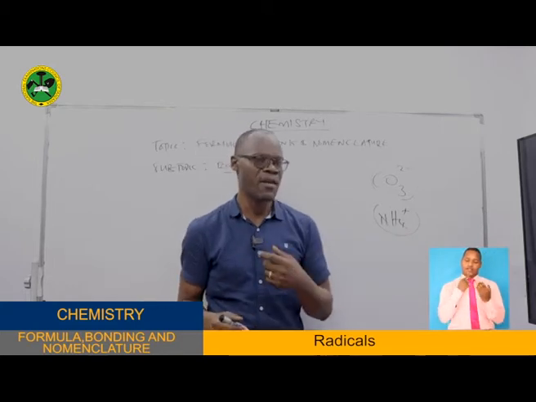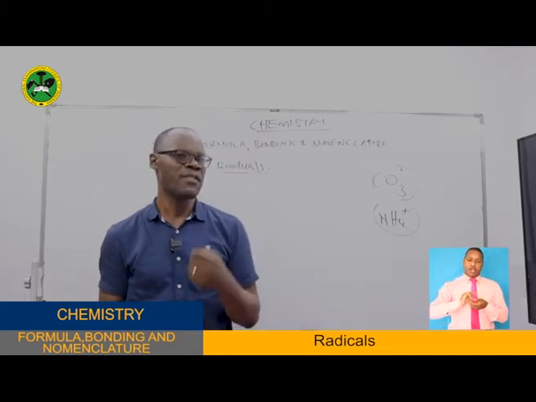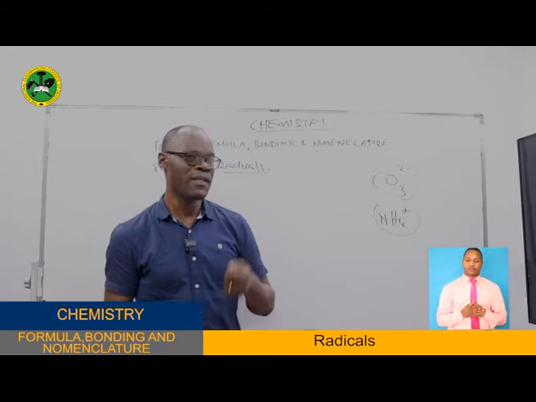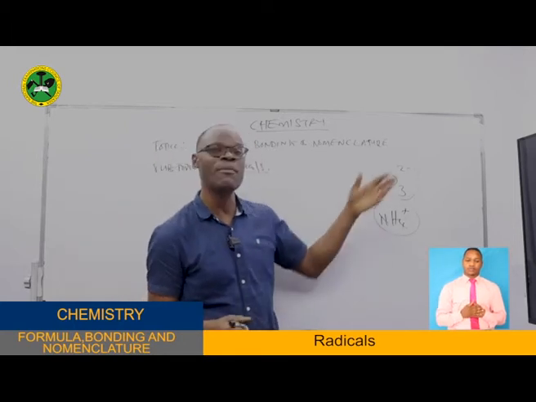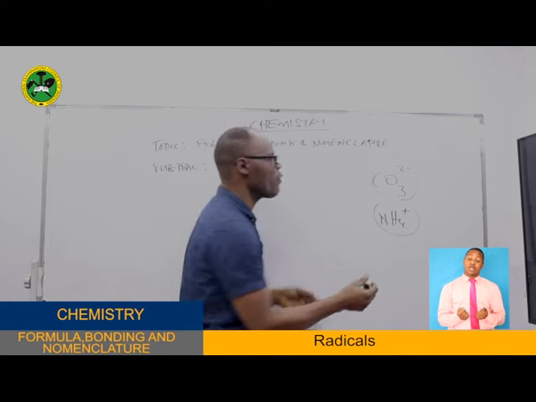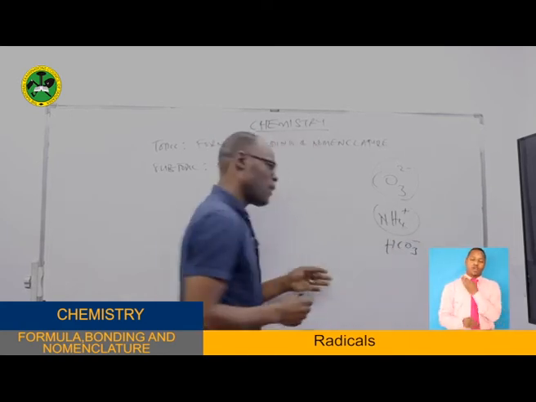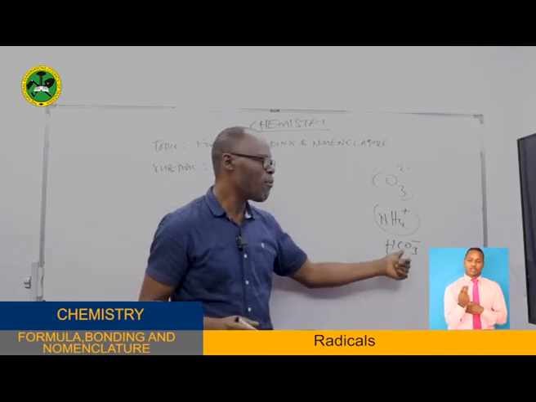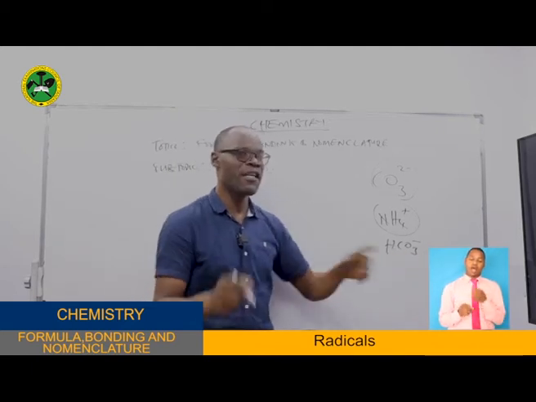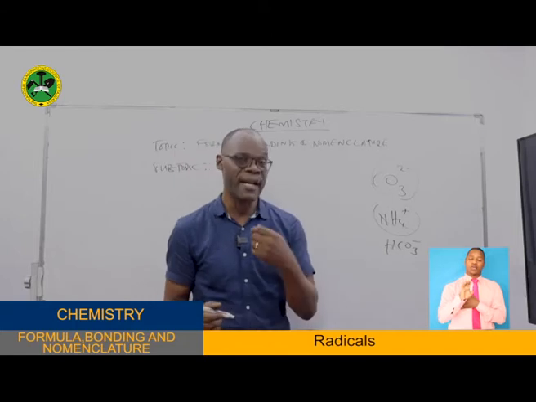So a radical is a compound consisting of not one atom, but a mixture of a number of atoms. There can even be 3 atoms. For example, hydrogen carbonate consists of hydrogen, carbon, and oxygen. Then it forms one complete unit called a radical.